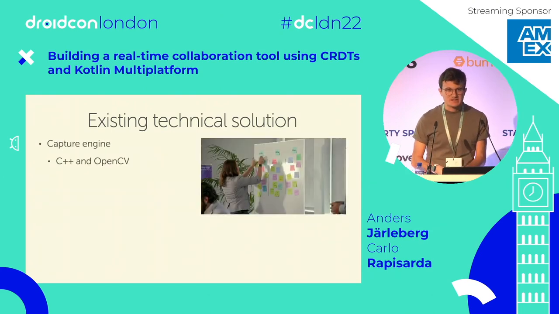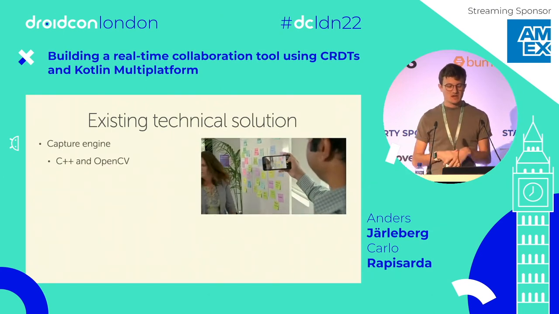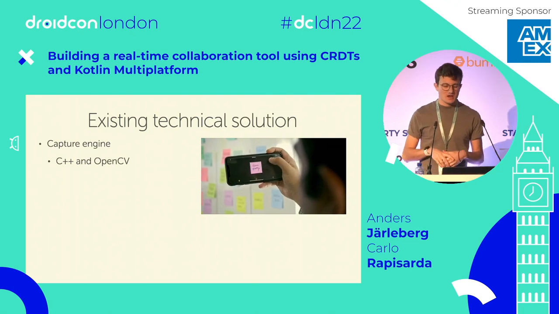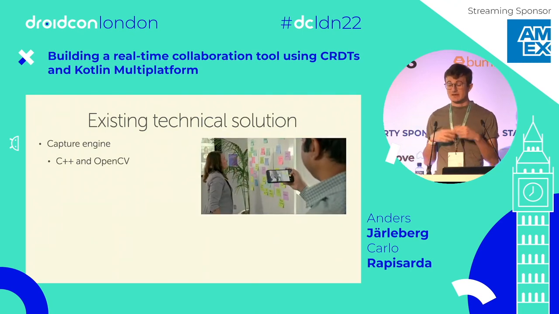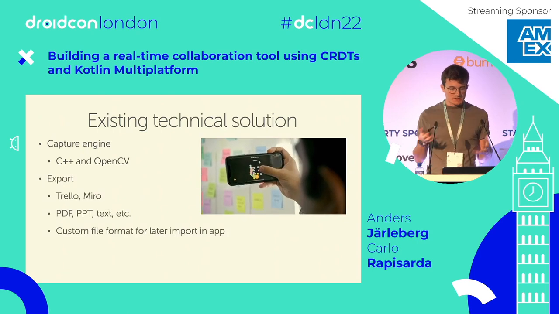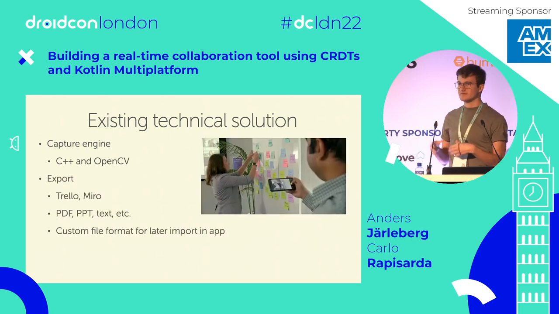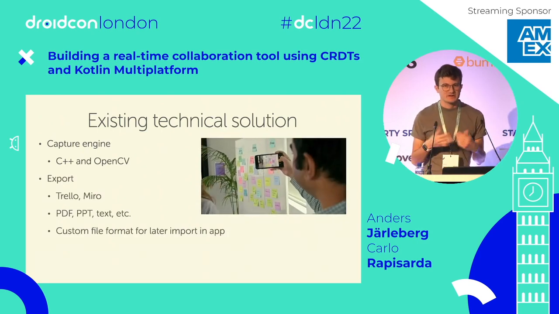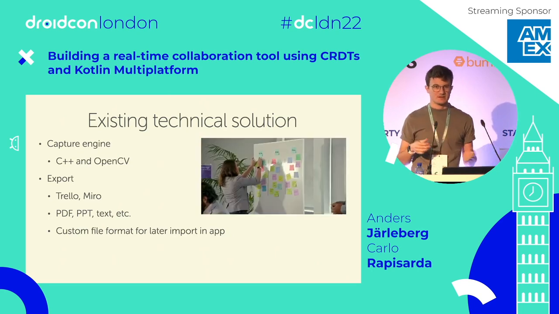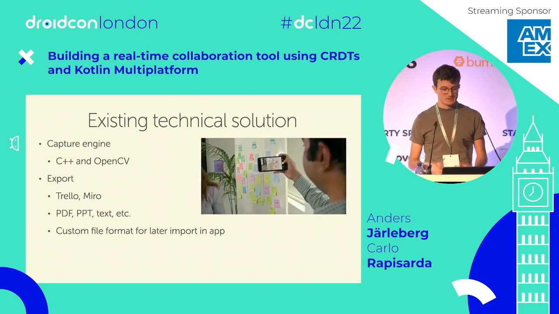Let's talk about our existing technical solution. We have a capture engine that is shared across platforms, and this is written in C++ and based on OpenCV. And this allows us to detect and extract Post-it notes from photos. Users can also export their notes to services like Trello and Miro, generate PDFs, and so on. And we also have a custom file format that users can export and import into.